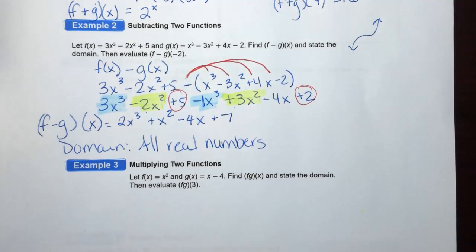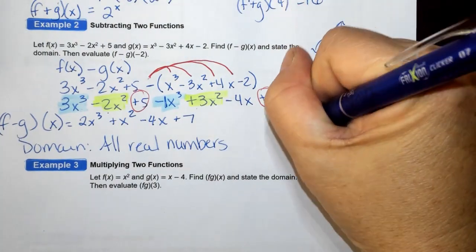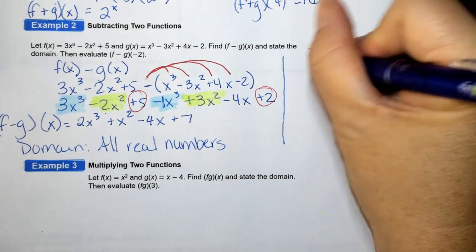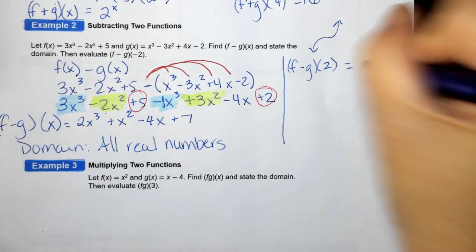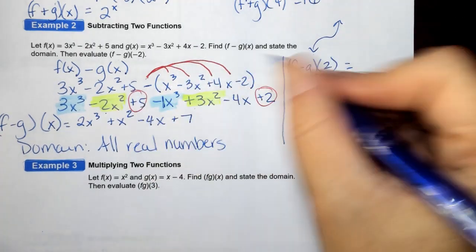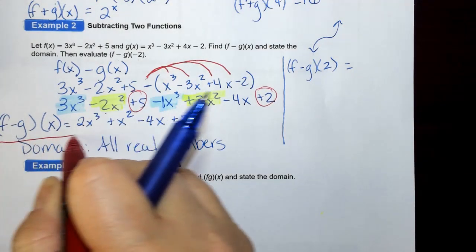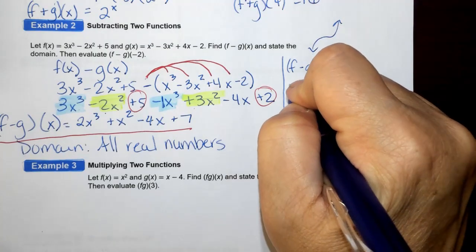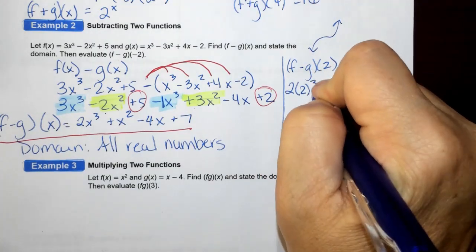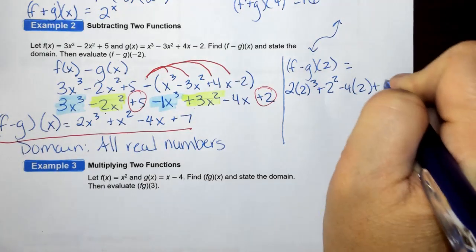Your range changes more. All right, so now we need to evaluate f minus g when it equals negative 2. I'm going to draw a line here just so my numbers don't go together. So f minus g of 2 equals, now because I don't have much space here, I'm going to write down there. So we're going to this part right here. This is our final answer right here, and we're going to plug in everywhere there's an x, we're plugging in a 2. So we have 2 times 2 cubed plus 2 squared minus 4 times 2 plus 7.